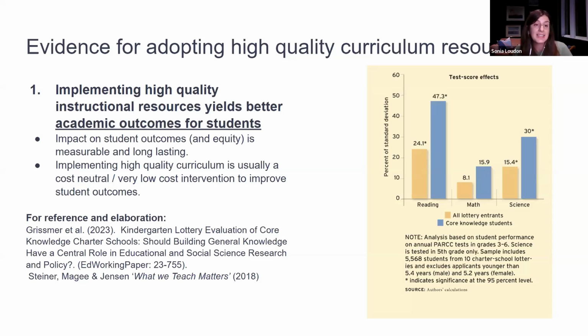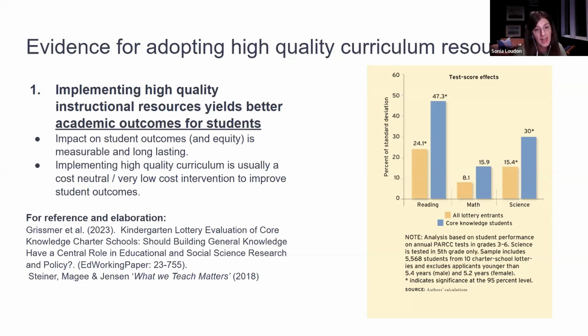I think the evidence is in that some curriculum resources yield better academic outcomes for students than others. The study that I think illustrates this the most was done quite recently by Grissmer and colleagues. This was a long-term evaluation of the use of a high quality curriculum, the Core Knowledge curriculum, in charter schools compared to other charter schools that didn't use it. So it was a lottery. The only difference between the different students and schools is that some had access to this high quality curriculum resource and other students did not.